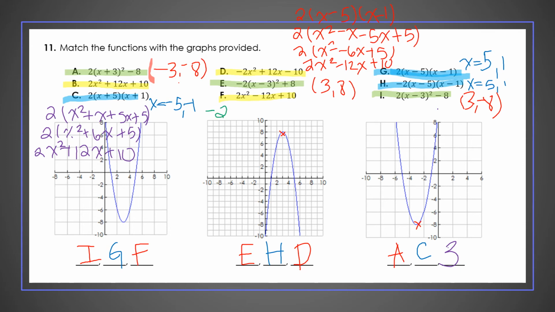So I'm going to do x minus 5 times x minus 1. I'm going to FOIL that first. So that's x squared minus x minus 5x plus 5. Combine like terms, x squared minus 6x plus 5, and then distribute, which is going to give me negative 2x squared plus 12x minus 10. And you can see that that does match equation D.